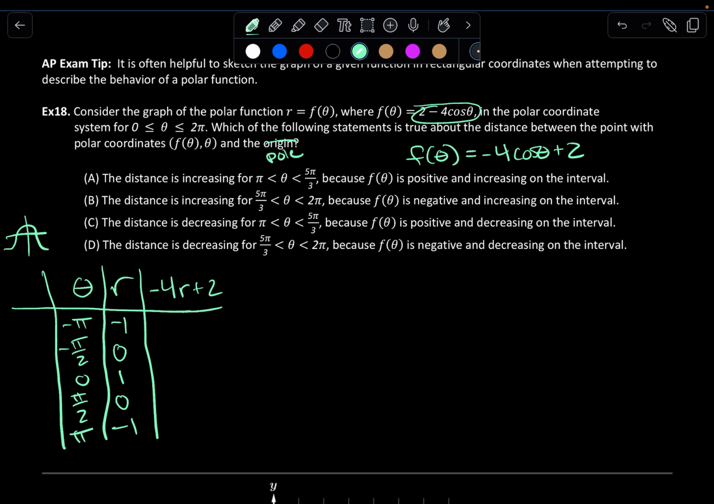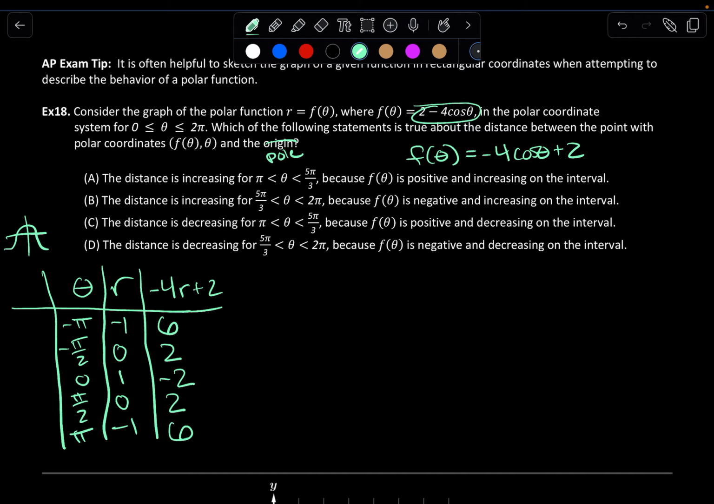Okay, so if I plug in negative 1, I get negative 4 times negative 1, which is 4, plus 2, which is 6. Plug in 0, I get 0 plus 2, which is 2. Plug in 1, I get negative 4 plus 2, which is negative 2. Plug in 0, we get 2 again. Plug in negative 1, we get 4 plus 2, which is 6.